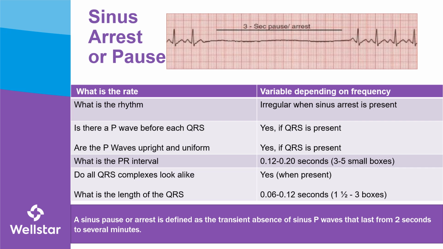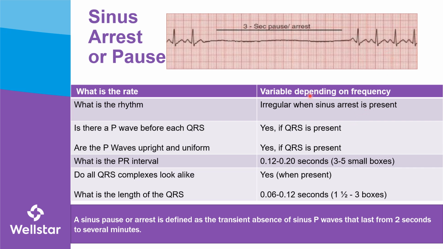The rhythm is irregular, especially because between here and here is not consistent as it is between here and here. Is there a P wave before each QRS? Yes. As long as there is a QRS present, are the P waves upright and uniform? Yep. Whenever there's a QRS complex, there is a P to every QRS. And the PR interval is normal when there is a QRS complex. So the biggest thing we're looking at here is this 3-second pause.